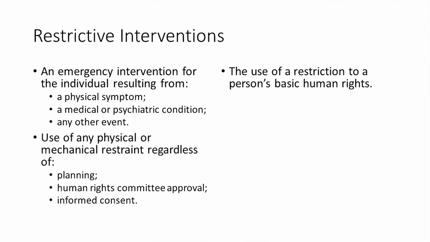And then we're also going to report any use of restrictive interventions. So restrictive interventions are when you restrict a person's movements or rights. A restrictive intervention that is used because of a physical symptom or a medical or psychiatric condition or any other event must be reported immediately through the internal incident report form. An example of that could be when you're walking down the street with somebody you support and they try to walk out into traffic, and maybe you grab their arm to ensure that they don't walk straight and directly into traffic and get hurt.